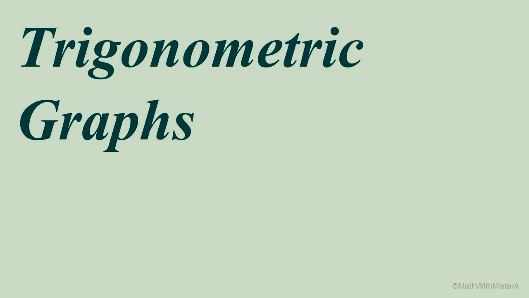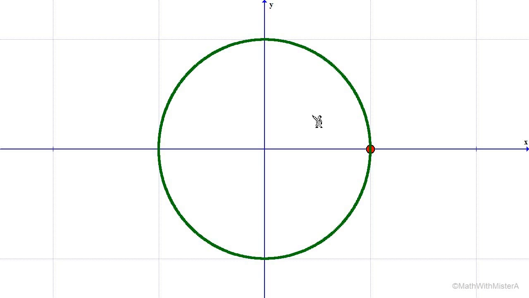This video covers trigonometric graphs. We're going to base a lot of our construction of these graphs on our knowledge of the unit circle. We're plotting on this circle the points that are found on the unit circle at our main increments of 30 degrees, 45 degrees, 60 degrees, and then the points that are on the x-axis and the y-axis.